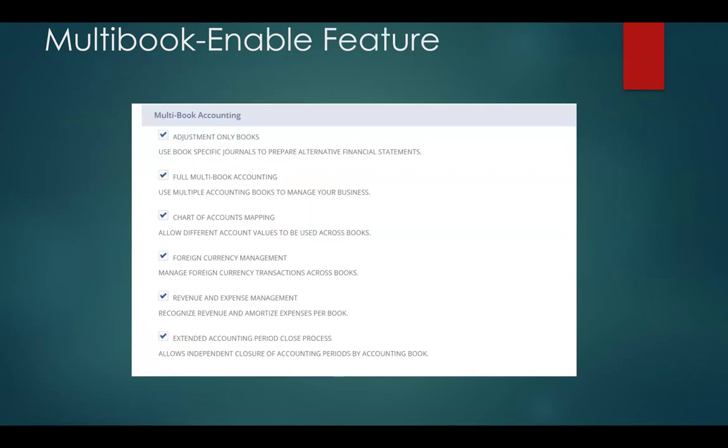Enable features and the prerequisites that are required: you can choose book adjustment only, full multi-book accounting, chart of account mapping, foreign currency management, revenue and expense management, and extended accounting. So these are the standard features that you can enable when you use multi-book accounting, based on the requirement of the client.